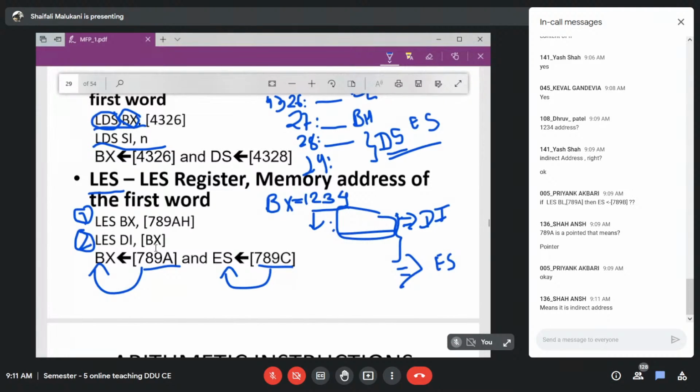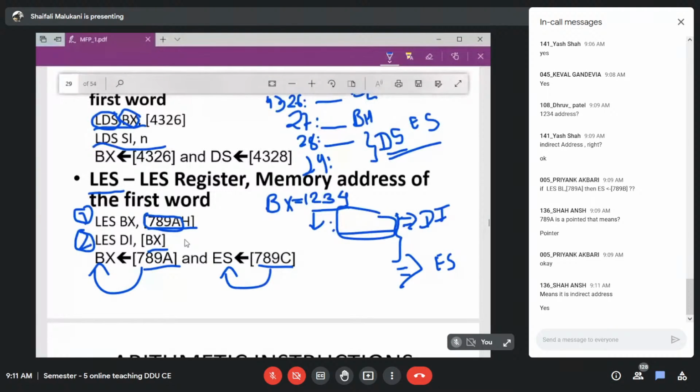See, what is indirect? This is where you are directly specifying the address here, right? It is not AH, this is 789A hexadecimal, right? So this is the direct address you have provided here. This is indirect. So content of BX is taken as address. That's why it is indirect. Getting the point? What is indirect? I'm not specifying the address there. Understood? If I'm providing the address, then it is a direct mode.